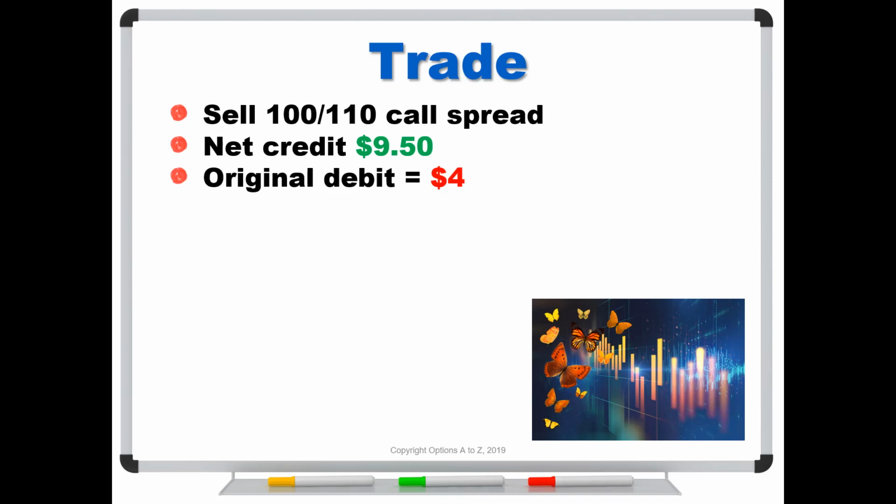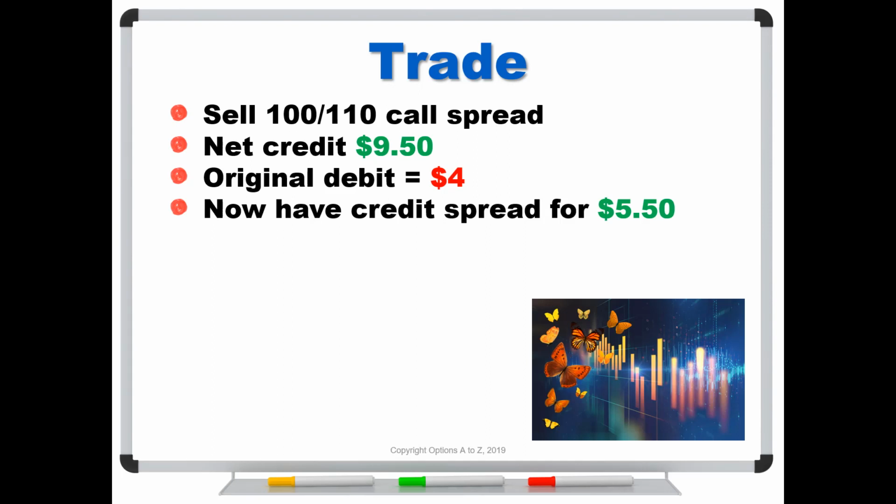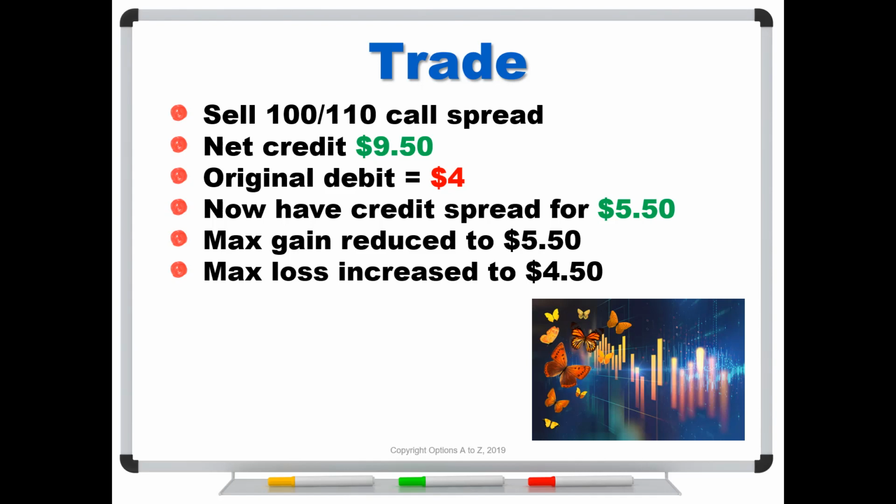What are we holding? We're holding the credit spread. So effectively, we now have a credit spread for $5.50. And whenever you have a credit spread, the most you can make is the amount that you received. So in this case, our new maximum gain is $5.50. Well, if you remember, it used to be $6. So the max gain is reduced from $6 to $5.50. If we have a 10-point spread for a credit of $5.50, the most we could lose is that balance, or $4.50. It used to be $4. So now my max loss has increased to $4.50. So very easy to figure out your new max gains and losses.